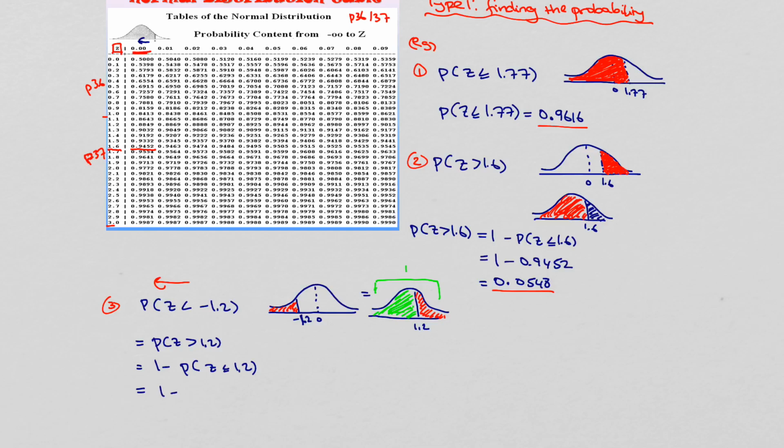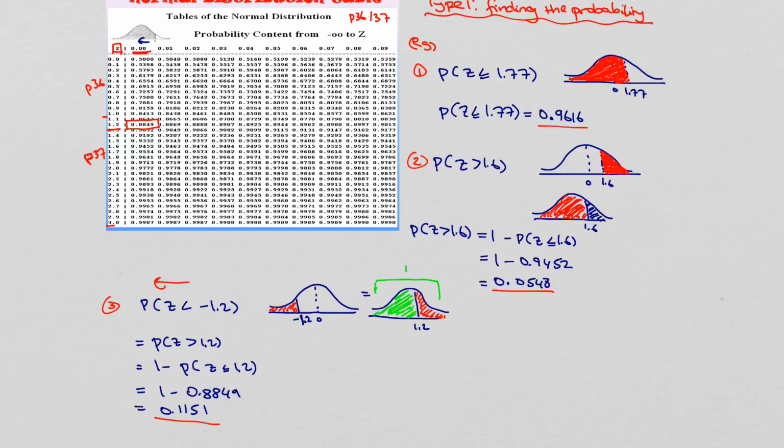So again, we go to our tables and we say, well, what's 1.2? Well, 1.2, if I just rub out the last one, 1.2 is 0.8849. Okay, so we'd go 0.8849. And if I subtract that from 1, we end up with the probability of 0.1151.